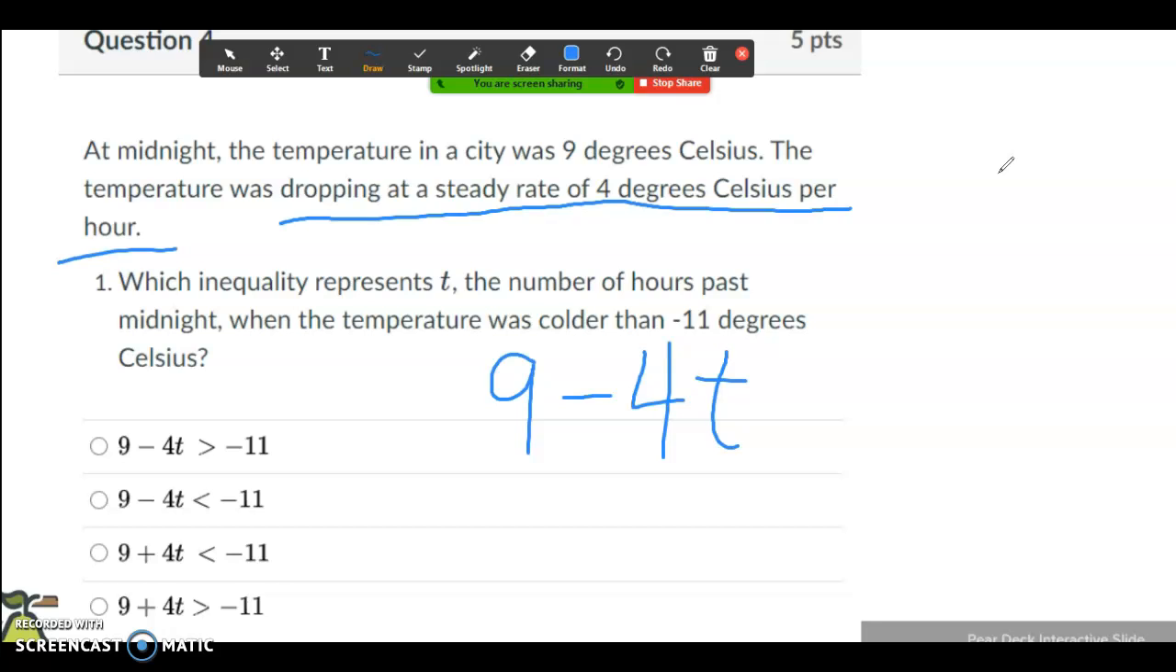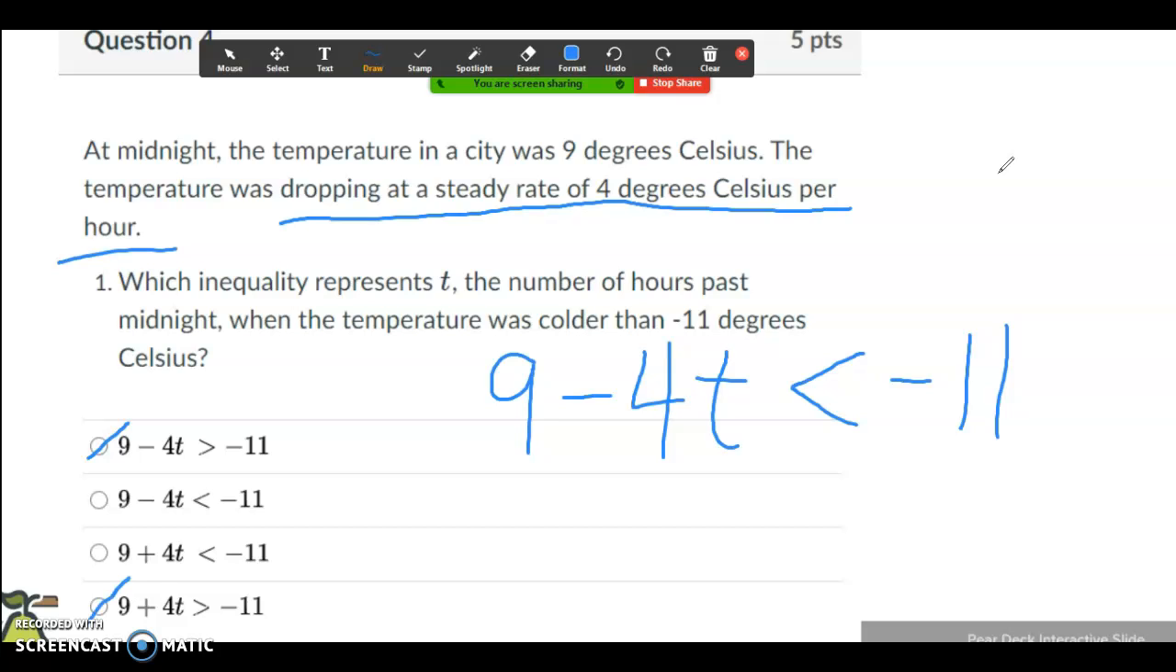Which inequality represents t, the number of hours past midnight, when the temperature was colder than negative 11 degrees? Okay, so if we want it to be colder than negative 11, it has to be less than negative 11. Okay, so less than negative 11. All right, let's see which of these matches. The first one would be greater than negative 11. That doesn't work.